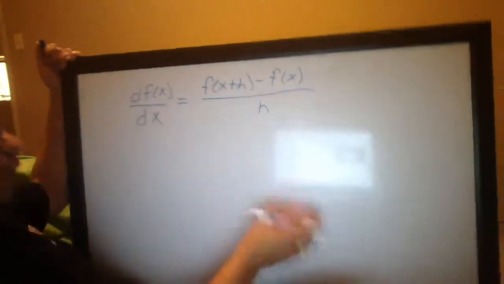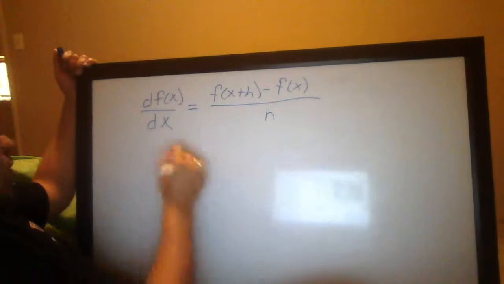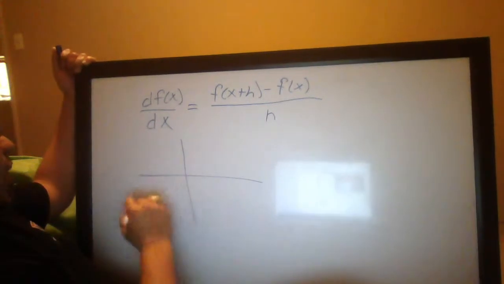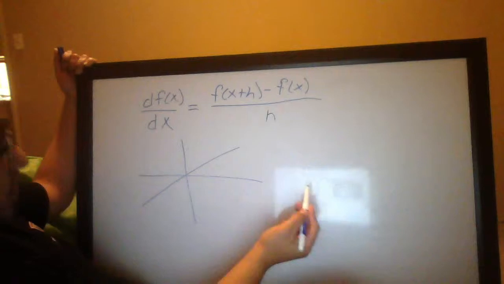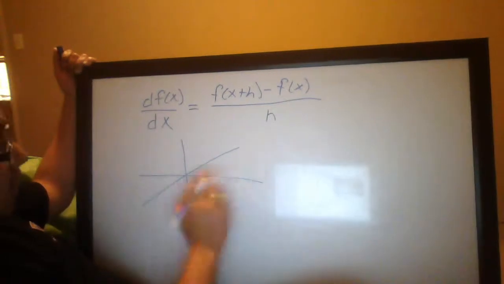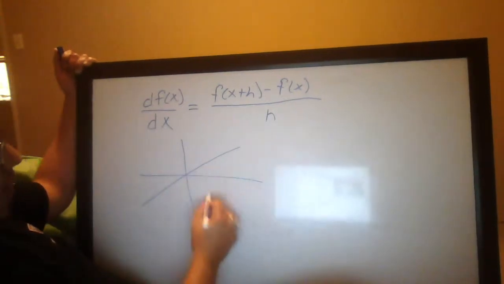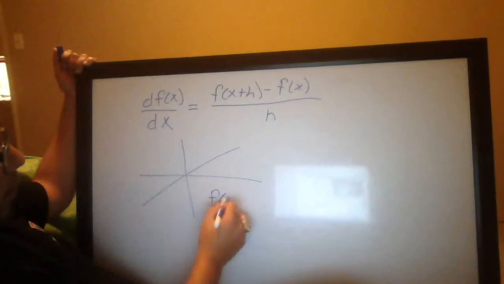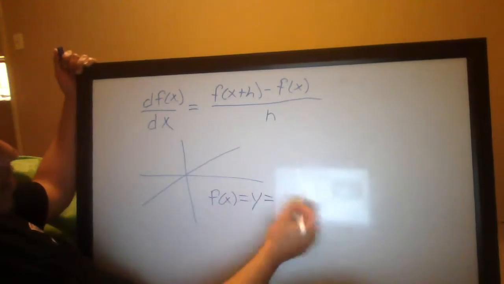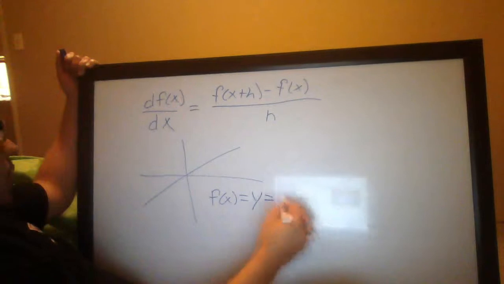So all this means is that you have some function. We have some original function f of x, right? So let's say we have some line going through here like this. So at this point, this is the line f of x. The line is f of x. F of x also means y is equal to some equation. Say it was x plus 2.